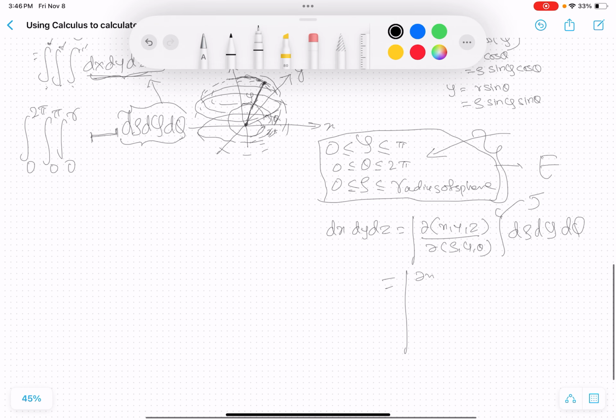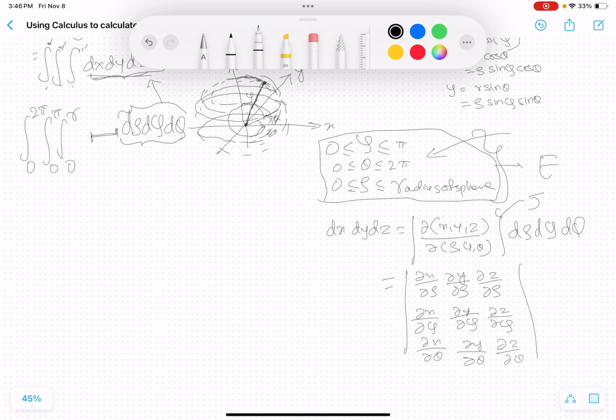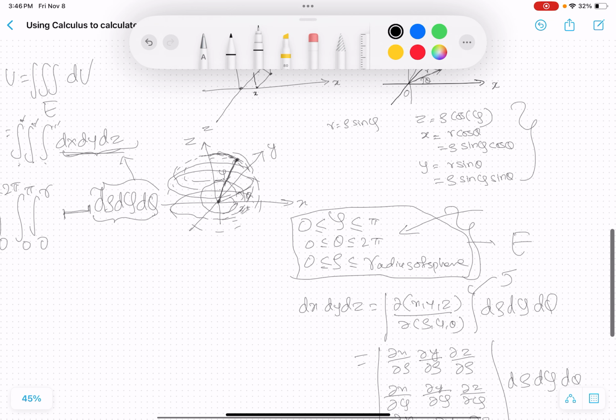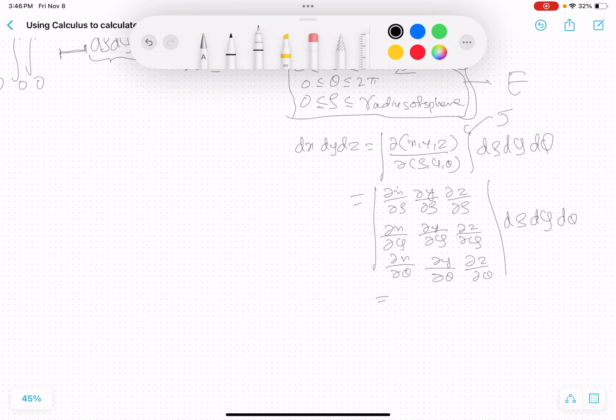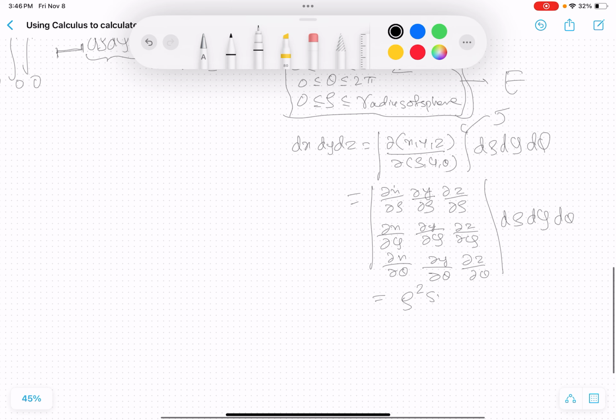dx by d rho, dy by d rho, dz by d rho, dx by d phi, dy by d phi, dz by d phi, dx by partial theta, partial y by partial theta, partial z by partial theta. Now what I want you to do is, we know that x, y, z are these things in terms of theta and phi. Just substitute that and try to find all the partial derivatives, try to compute the determinant, and that's your work. If you do that, you will get rho square sine phi, and then d rho d phi d theta. This is our dx dy dz.